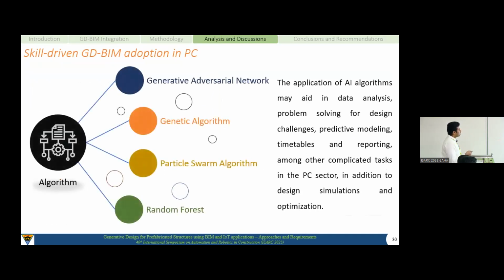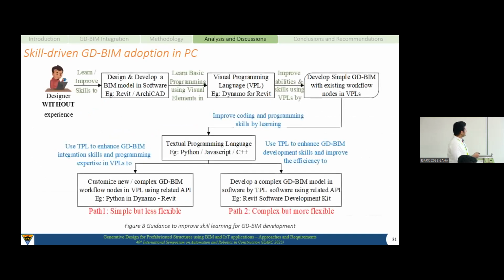There are a lot of algorithms currently being used, such as GAN, genetic algorithm, particle swarm algorithm, random forest, etc. And the application of AI algorithms may aid in data analysis, problem solving for design challenges, predictive modeling, timetables, etc. So this is guidance to improve skill learning for GD-BIM development for a designer without experience.